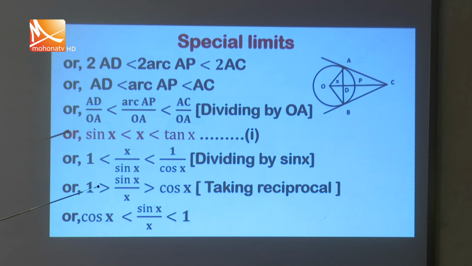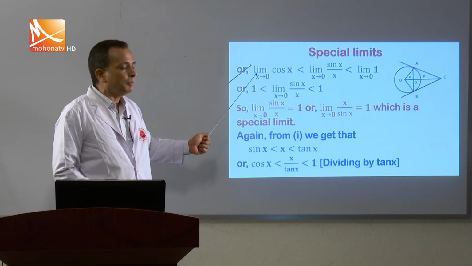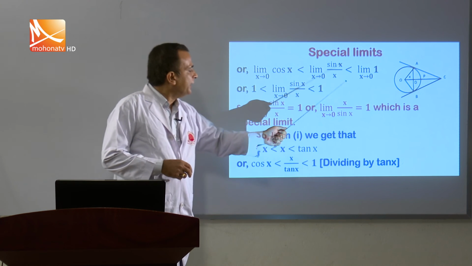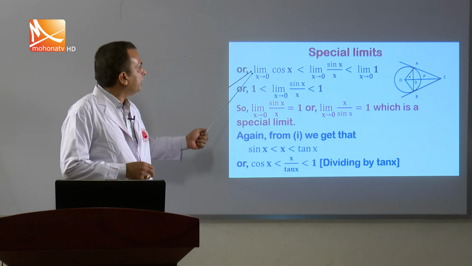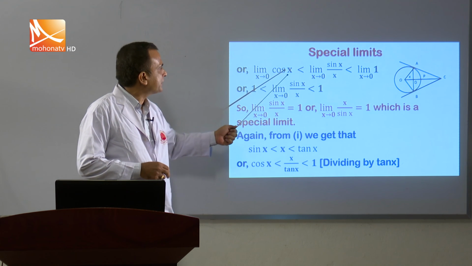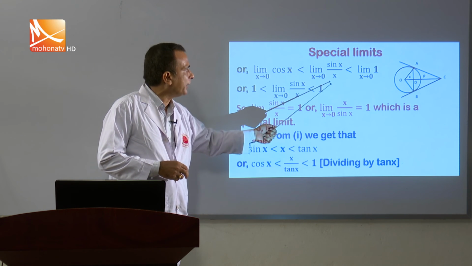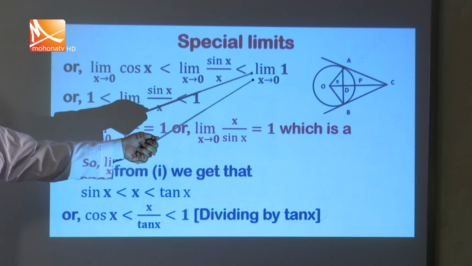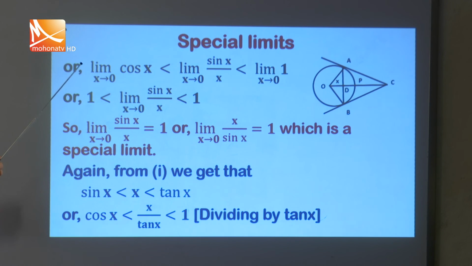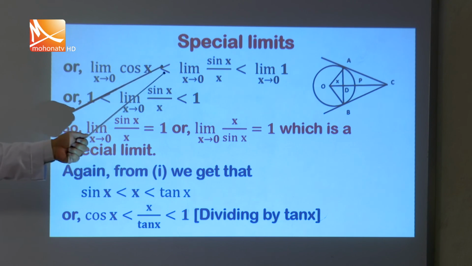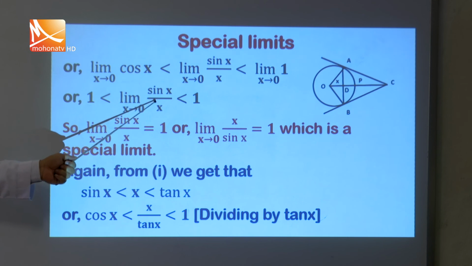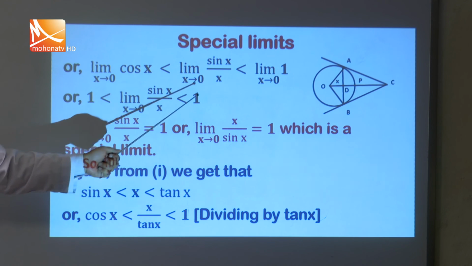Now, since x is a radian angle, if x tends to 0, then limit x tends to 0 of cos x is less than limit x tends to 0 of sin x by x, which is less than limit x tends to 0 of 1. Since limit x tends to 0 of cos x, if we put the limiting value x equals 0, cos 0 is 1, then limit x tends to 0 of sin x by x will be 1.